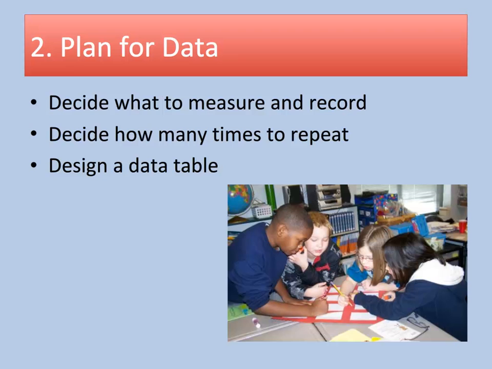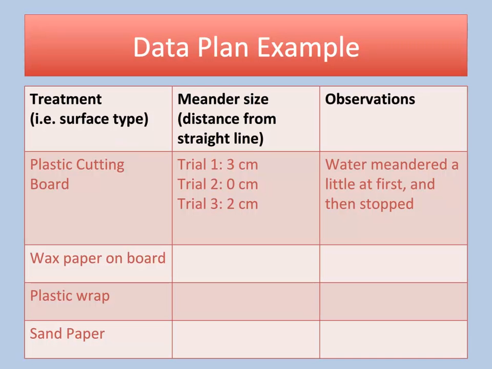for data. They need to decide what to measure and record, decide how many times to repeat, and design a data table. Most science lab books provide data tables and detailed instructions for students about what data to collect. But there's no reason not to demand more of our students, provided the support exists to ensure success.